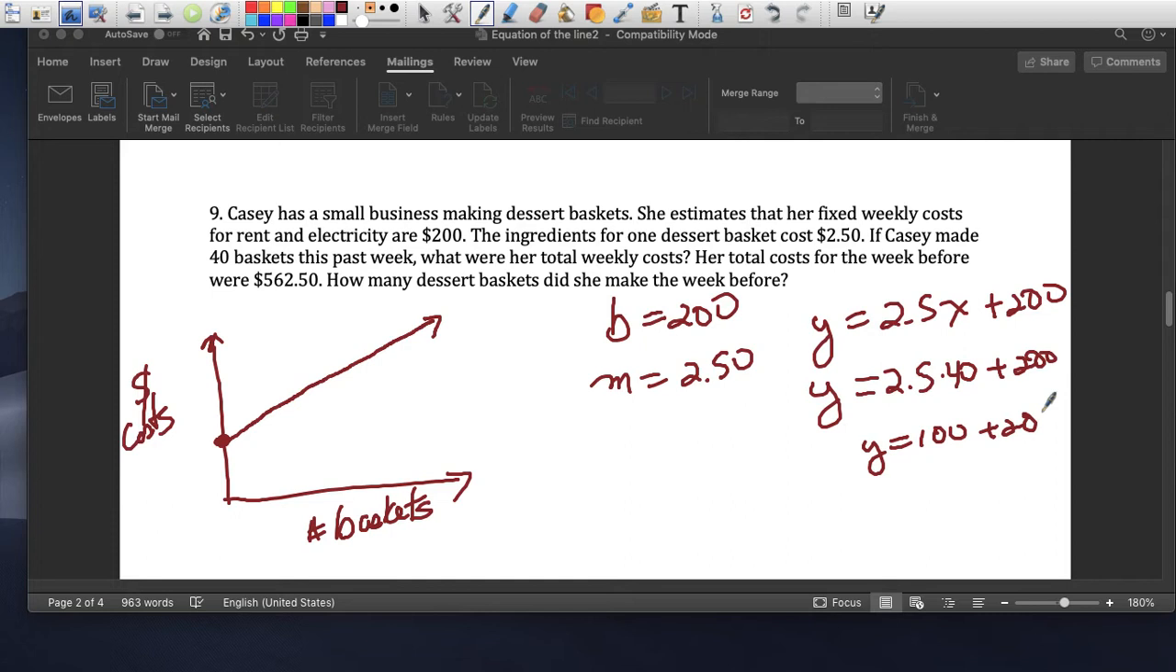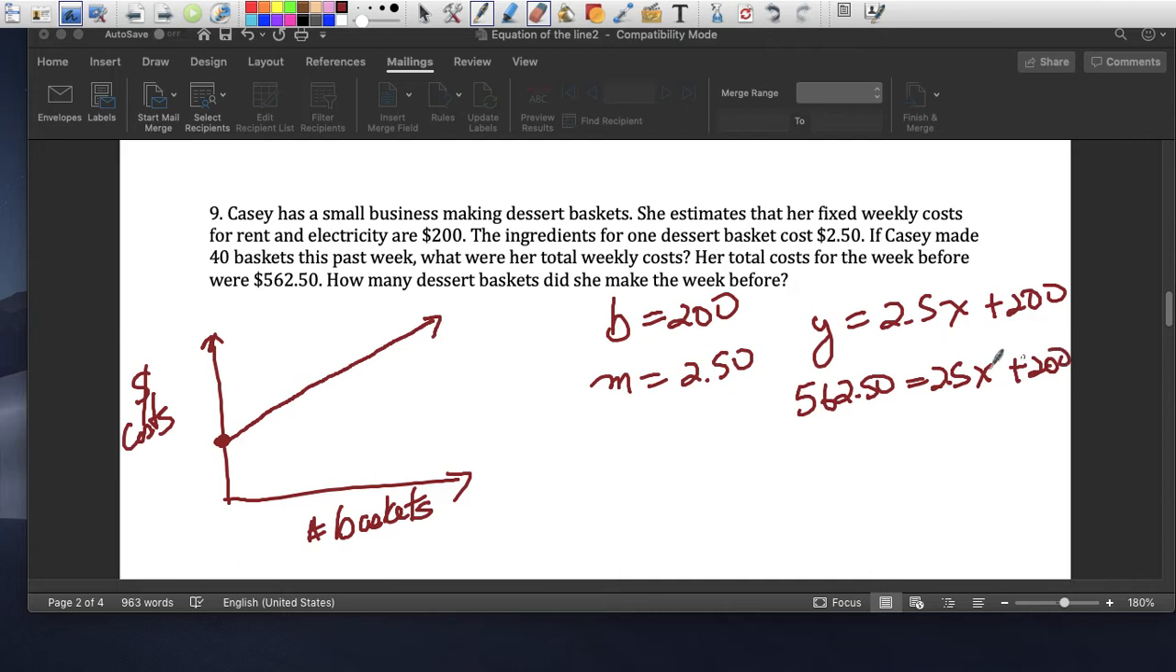Plus 200. So if she sells all that, her weekly expense would be $300. Okay. The other question says, last week she had expenses that totaled $562.50. How many baskets did she sell?